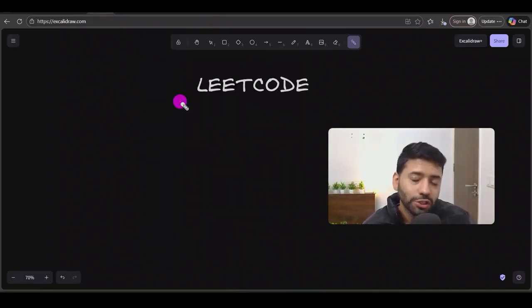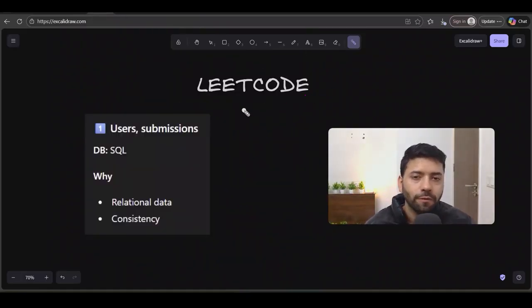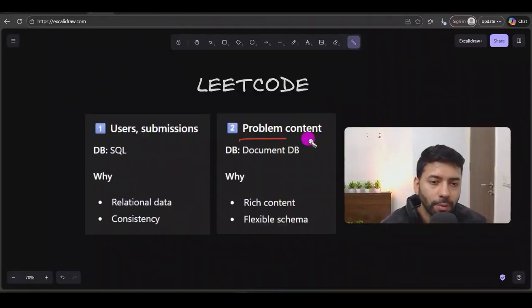Next, talking about which database will be used to design Leetcode. The first feature in Leetcode would be related to users and submissions. You can submit the code, right, for the users and the submissions, and for that we can simply use SQL because it is relational data and we want consistency in it. So basically you can get the information related to the user which you show on the profile. In that you can also see submissions and all that data. Because that is structured, relational data and it requires consistency, we can use SQL there. Next, talking about the problem content, because you see all the problems on Leetcode, right?